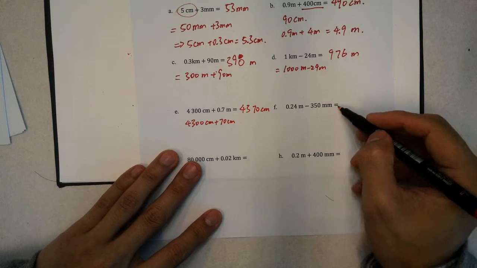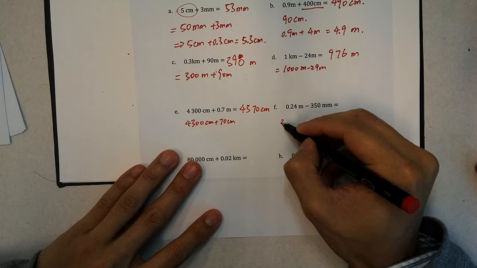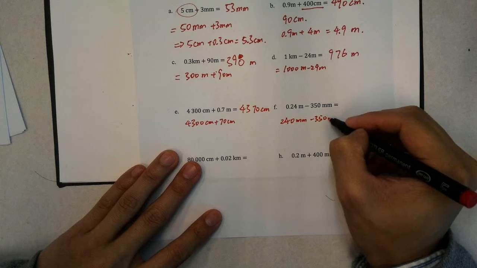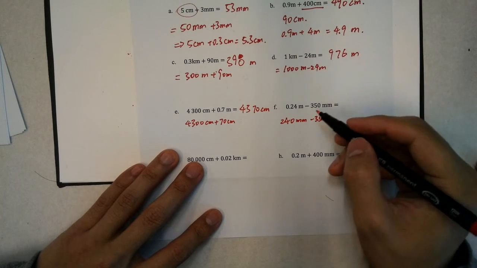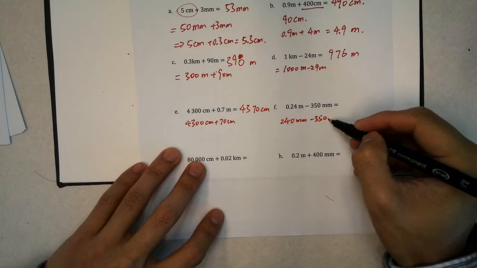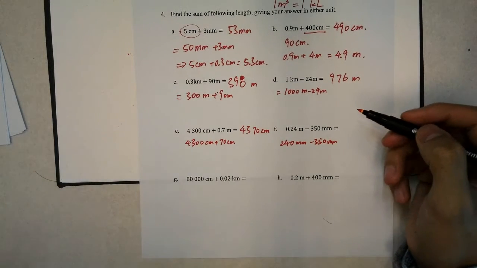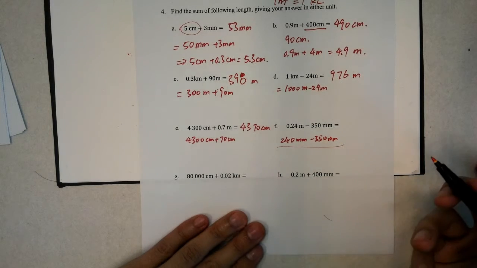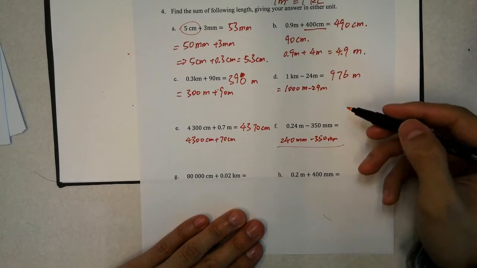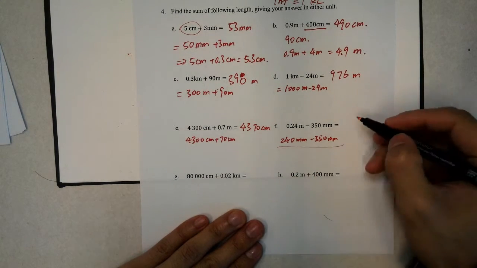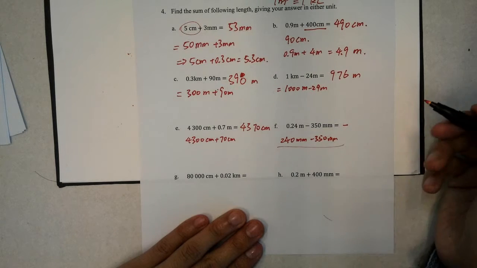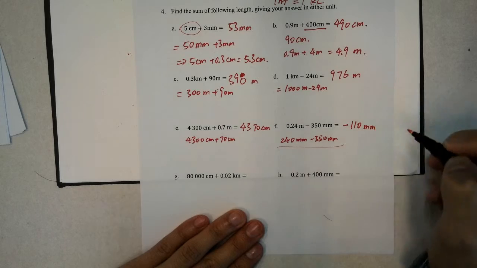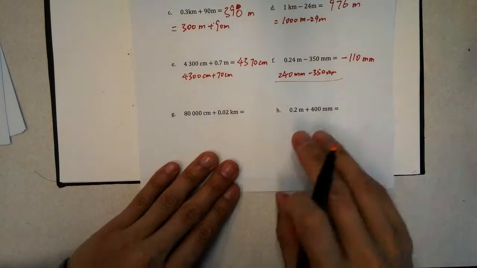And convert meters to millimeters. So we have 240 millimeters. Take away 300. So now we have the negative, because this is where we reverse the negative number. So a positive number minus a bigger number should be negative, and let's find the difference, which is negative 100 millimeters.